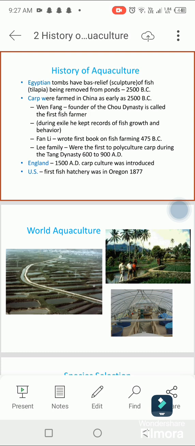In England, carp culture was introduced around 1500 AD. The US first fish hatchery was in Oregon, 1877.